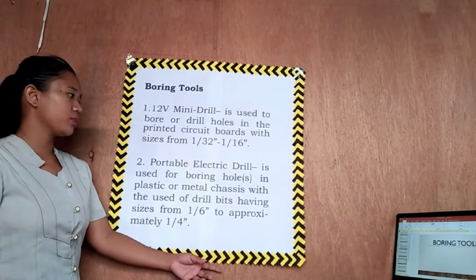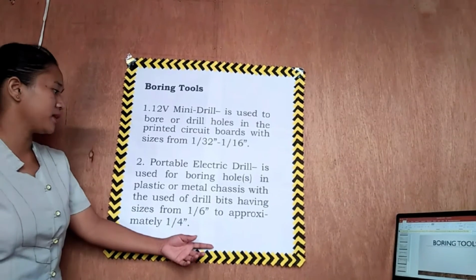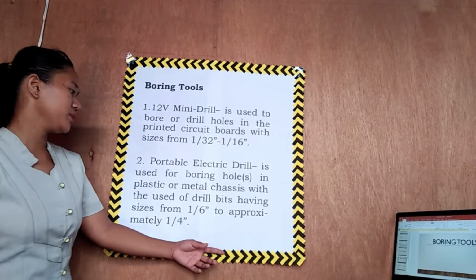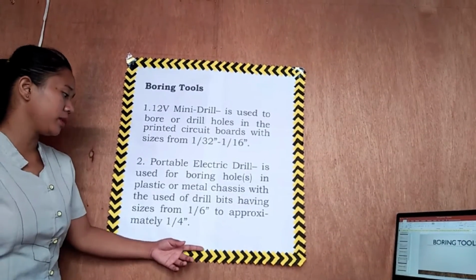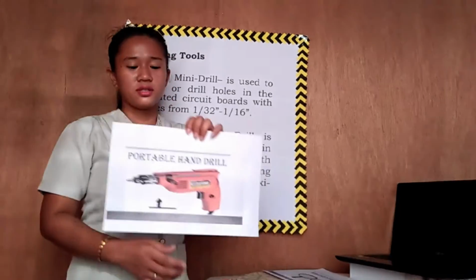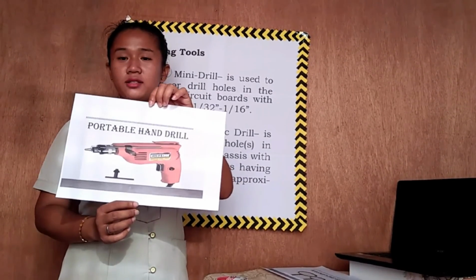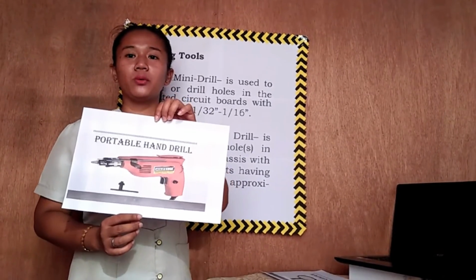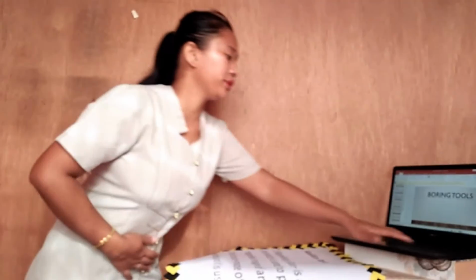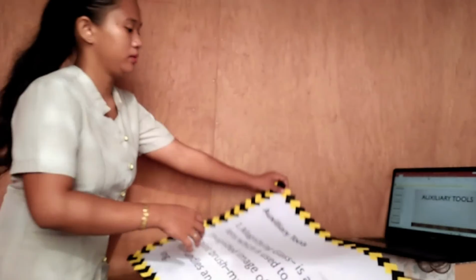And the next one is the portable electric drill. It is commonly used for boring holes in plastic or metal cages with the use of drill bits having sizes from approximately 1/16 to approximately 1/4. This is the photo of a portable hand drill. This is commonly seen at home and this is used for boring holes in the wall. Next one for the classification of hand tools in electronics is auxiliary tools.